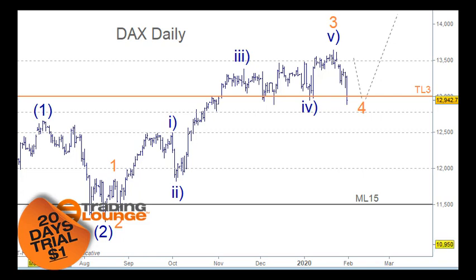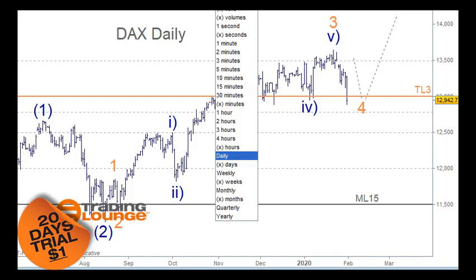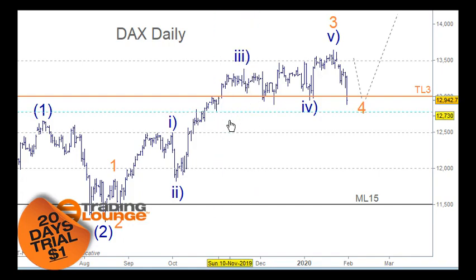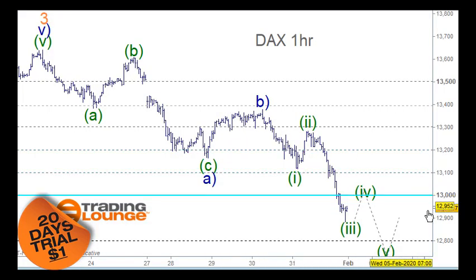Starting with the DAX here, we'd been looking for this particular move down through here as wave 4. And we're also looking at this in terms of the S&P 500 as well. So let's go in and have a closer look at this. I think we may be able just to go to the hourly chart here.